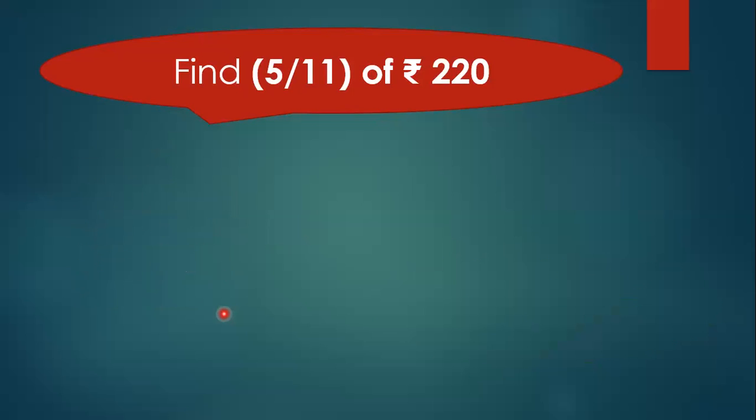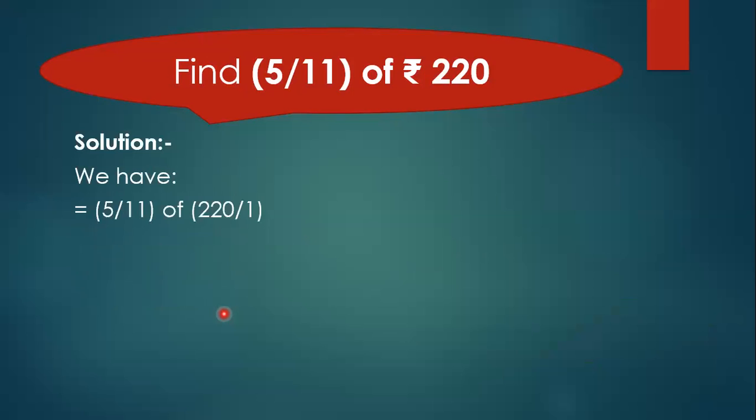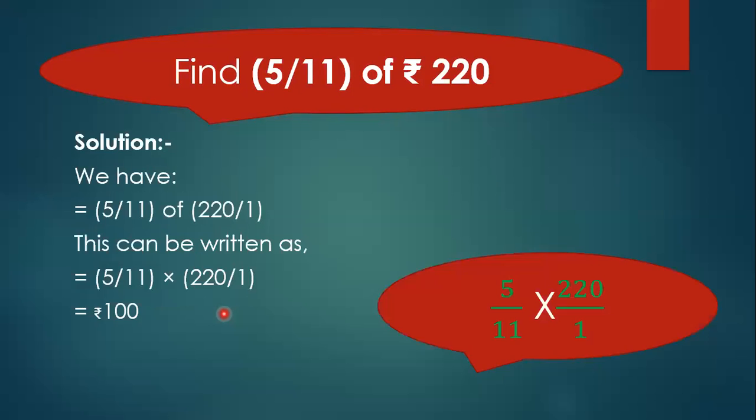Here you have 5 by 11 of rupees 220. If you ask me, ma'am, what does this question basically mean? It means that if you divide 220 into 11 equal parts and take out 5 parts from that, how much will that account to? Okay. So we have 5 by 11 of 220 by 1, because 220 can be written as 220 by 1. "Of" will get changed to multiply.